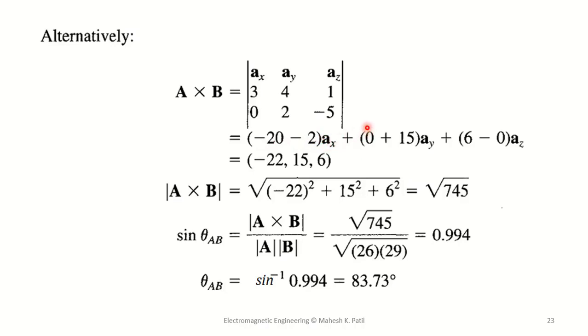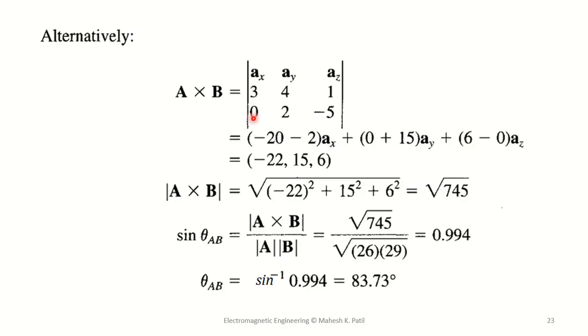plus, in the other bracket you neglect first row and second column. So what is the matrix that remains here? It is 3, 0, 1, minus 5. Now do the cross multiplication. You will get this answer as 0 plus 15 in y direction. Similarly, for the z component, neglect first row and third column. So what remains? 3, 0, 4, 2. Do the cross multiplication. Simplify this. You will get this answer as 6 minus 0 along z direction, that is az.